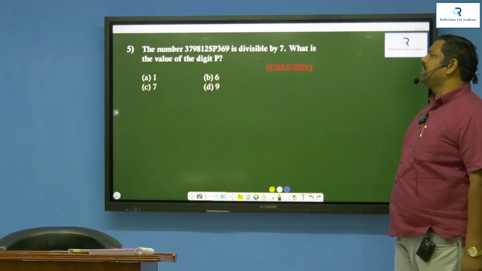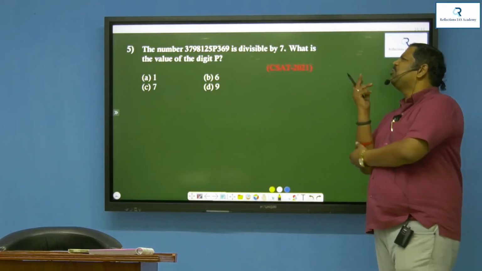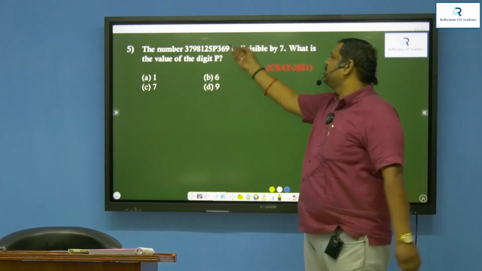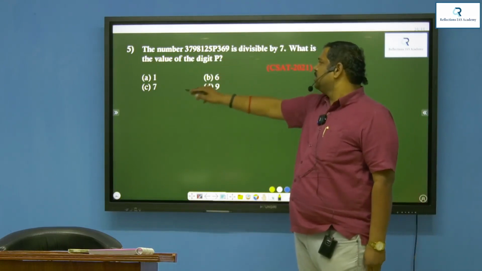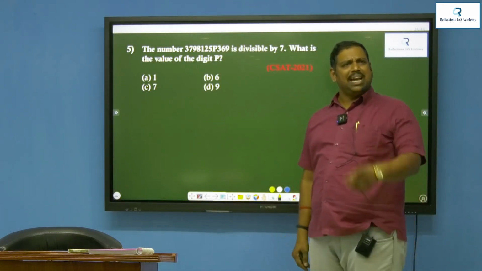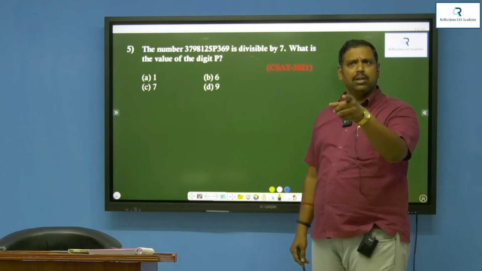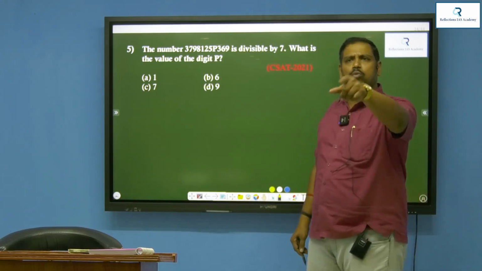Yeah, it is divisible by 7 here. What is the value of P? He's asking. I don't want to do it here; I'll replace the values with 1, 6, 7 and so on. My time needs to be saved, okay? Saved only. Okay, you do one thing.